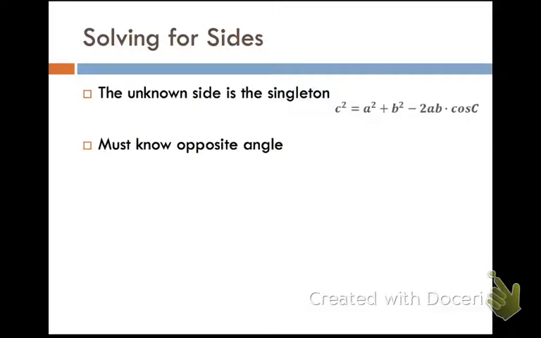So a couple of quick notes before we get into an example of solving for a side. When you set up the law of cosines, the side you're solving for is the side that's by itself, the singleton over here, which means that the angle across from it is the one that goes in here. So that means that you need to know the angle across from the side you're looking for. You need to know, in this case, C. You also need to know these two sides. So that's the side-angle-side of a triangle.